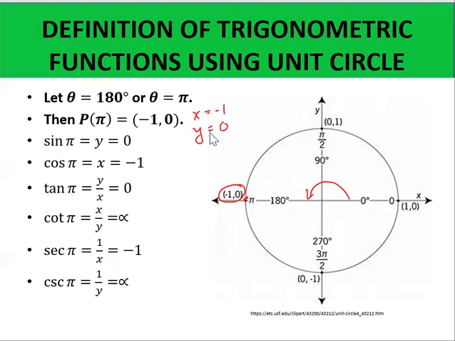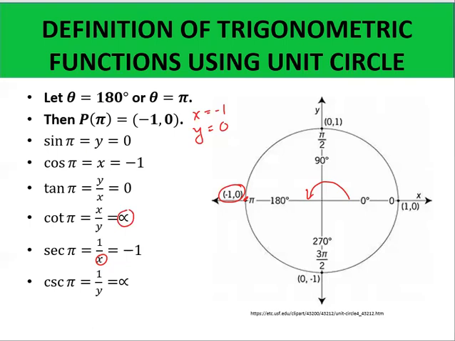So sine of pi is the y coordinate, which is 0. Cosine of pi is the x coordinate, which is negative 1. Tangent of pi is y over x, which is 0 over negative 1, and that's 0. Cotangent of pi is x over y, which is negative 1 over 0, which is undefined. Secant of pi is 1 over x, which is 1 over negative 1, which is equal to negative 1. And cosecant of pi is 1 over 0, which is undefined.